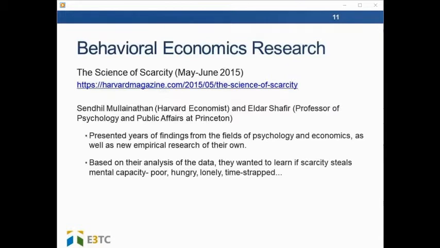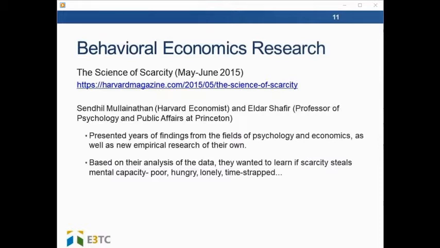It's really interesting to look at the behavioral economics research. I'm not sure how many of you are familiar with this body of literature, but it's a relatively new field and really blends the fields of psychology and economics to help study, learn, and explain decision-making, and specifically financial decision-making. So we have a link here to a study that was published not long ago, and it's a pretty easy read. It's interesting. It's in Harvard Magazine.